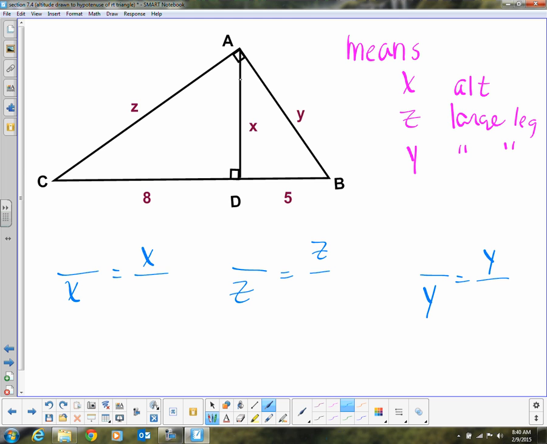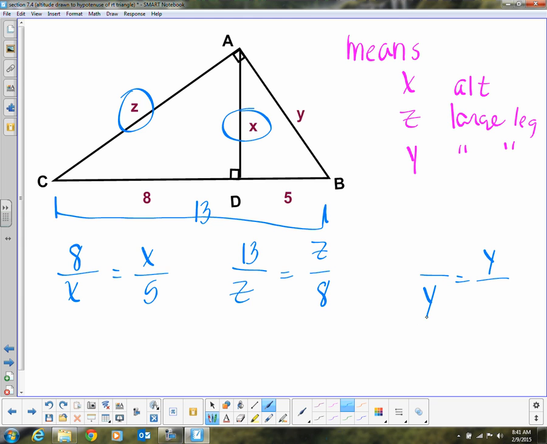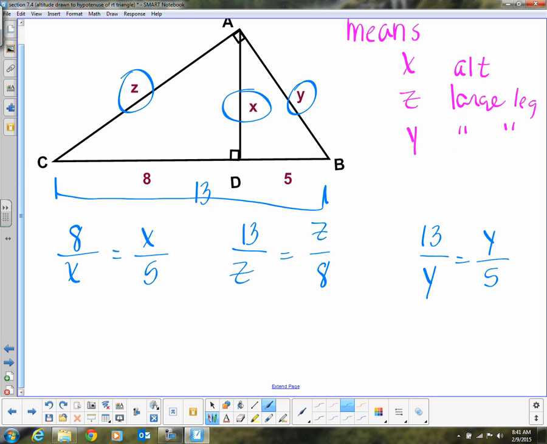Because is it not a leg of the large right triangle? So X is the altitude. What is it the geometric mean between? 8 and 5. Now, Z requires the whole thing. What is the whole thing? 8 and 5, which is 13. So whole hypotenuse, this is Z, and which segment? 8 because it's closest to Z. Y is whole hypotenuse. Here's Y. What is it going to be? 5. That's it, guys. That's all you have to do tonight.